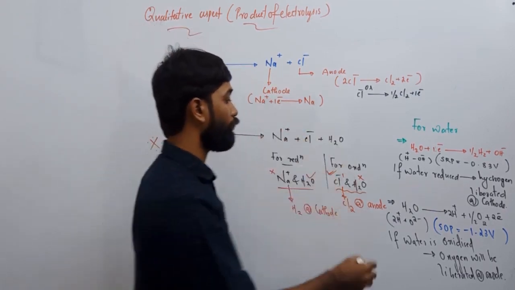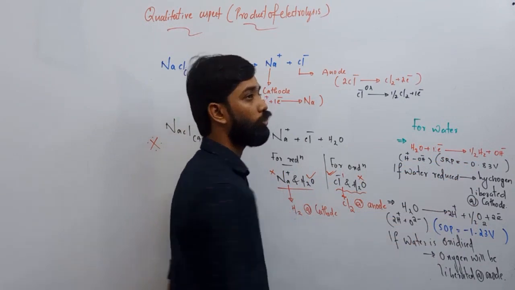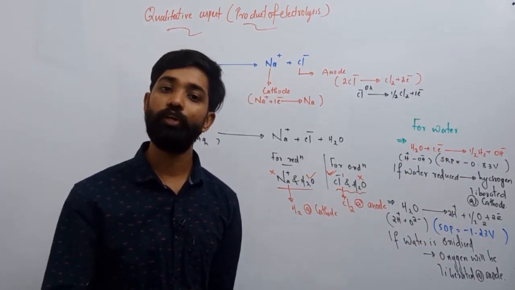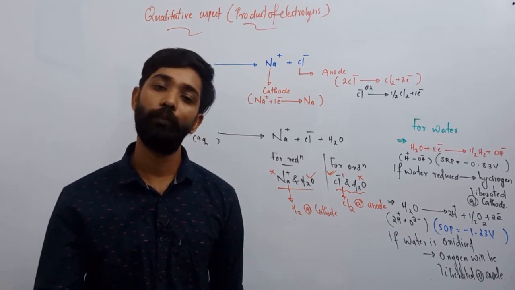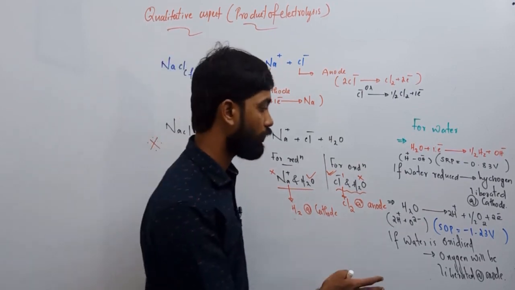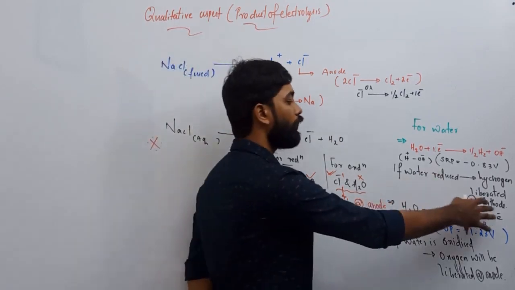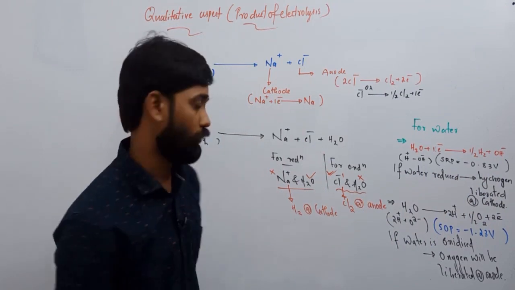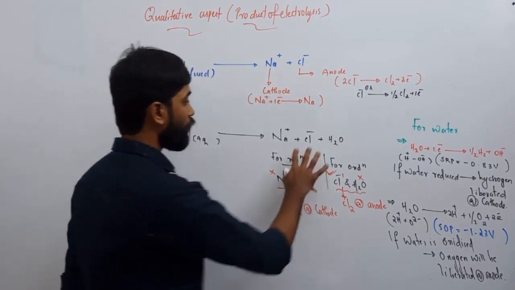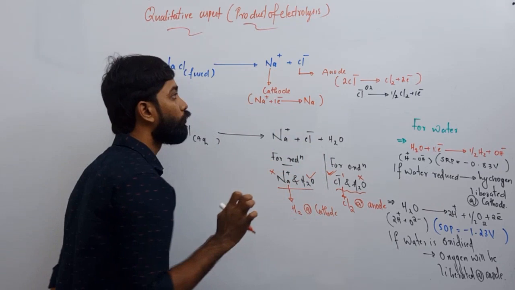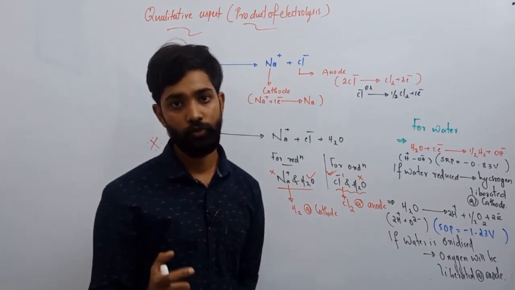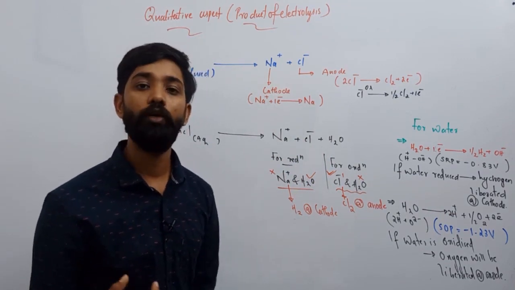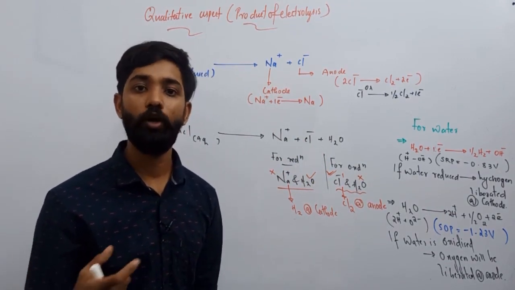So first of all, you have to know water can oxidize or water can reduce. That depends on the condition. If water is reduced, hydrogen will be liberated at the cathode. Or if water is oxidized, oxygen will be liberated at the anode. So if there is a competition, then we should have some ideas to predict which one will dominate, or which one will win the competition.